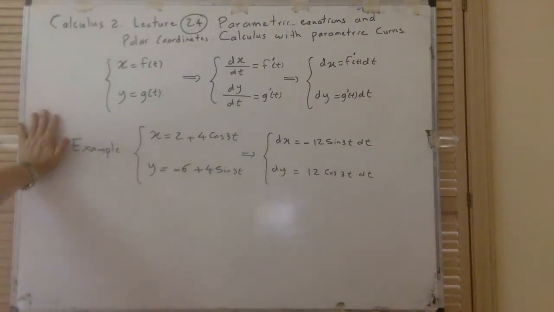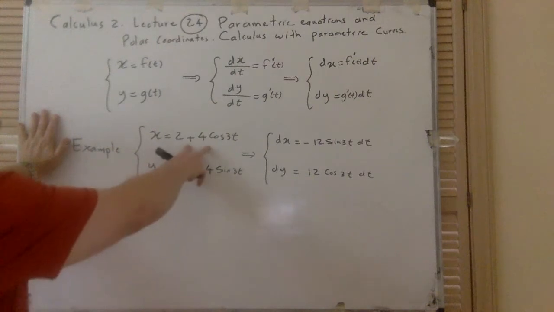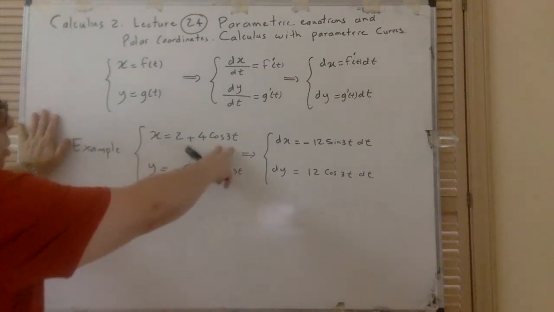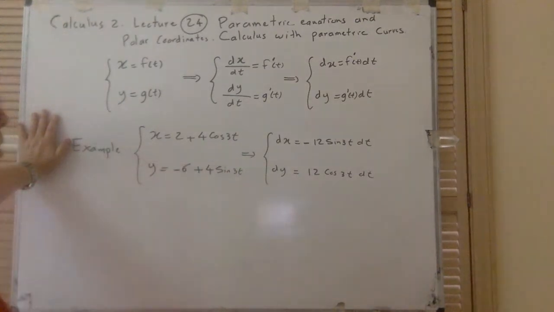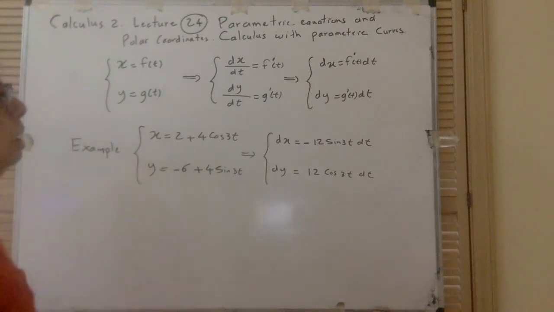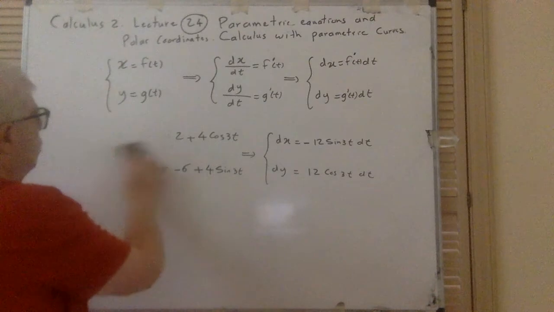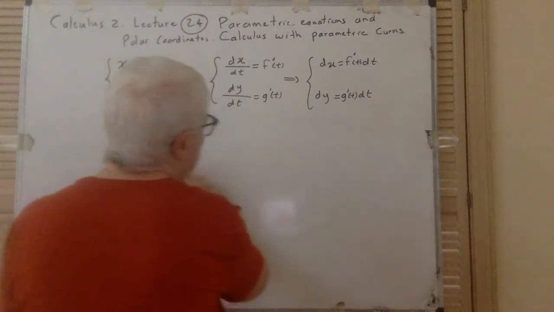So dx will be the derivative of this. The derivative of this is minus 3 sine 3t. So that is 3 times 4, that's minus 12. And the other one is cosine 3t, so that is 12 cosine 3t dt. So these are differentials. Let me keep that because I need the differentials to find some formula for the tangent.